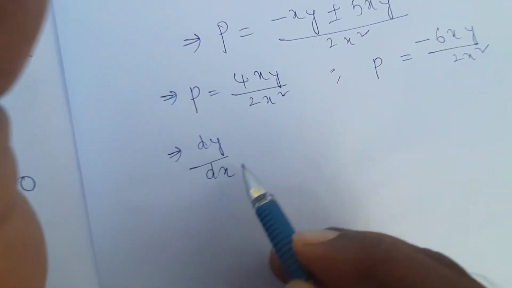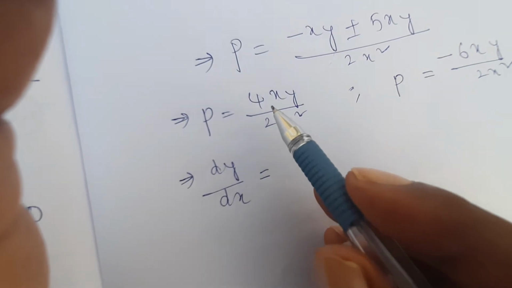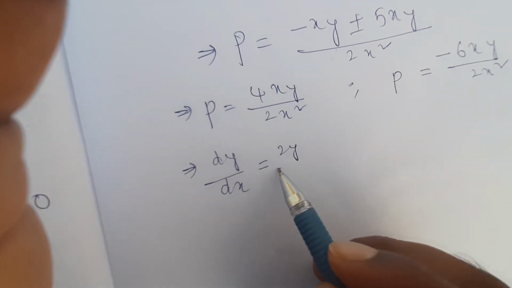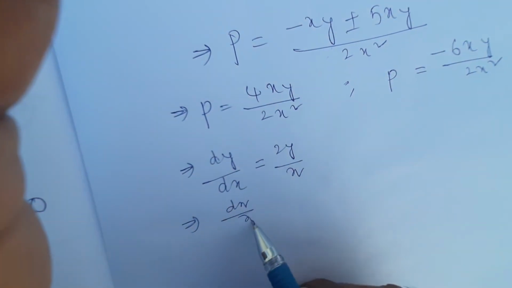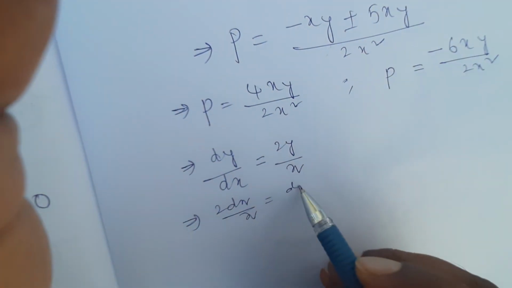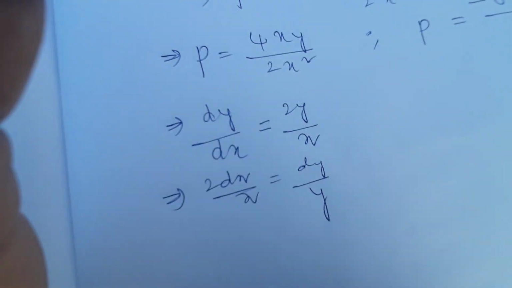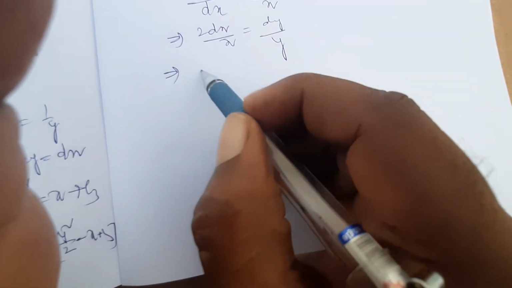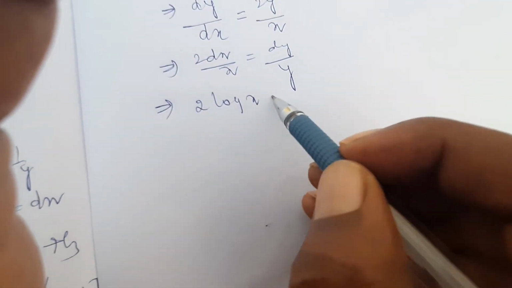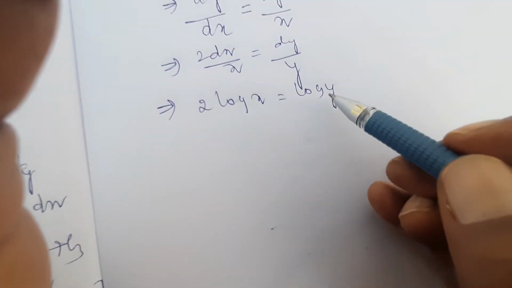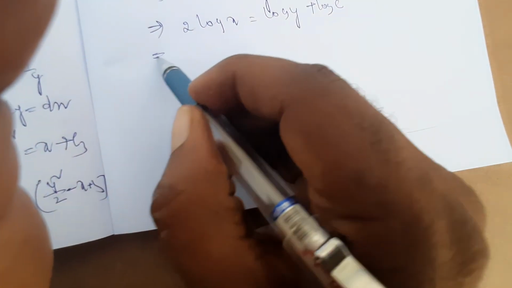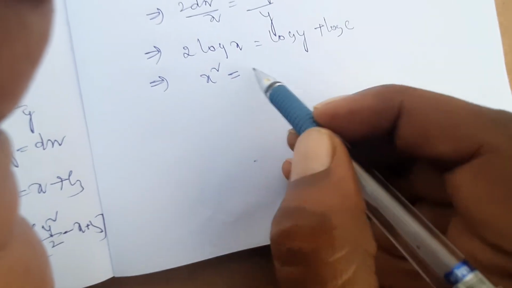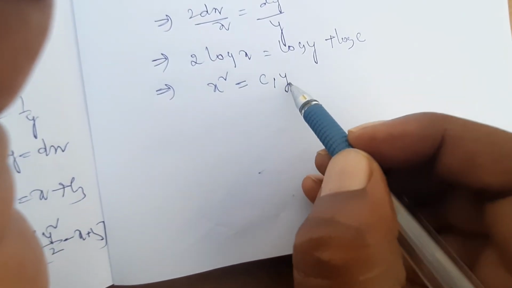So dy by dx is equal to, after cancelling, 2y by x. If you simplify this, 2 dx by x is equal to dy by y. Then 2 into logarithm of x is equal to logarithm of y plus logarithm of the integration constant c. Simplifying, x square is equal to c1 into y. This is the first solution.